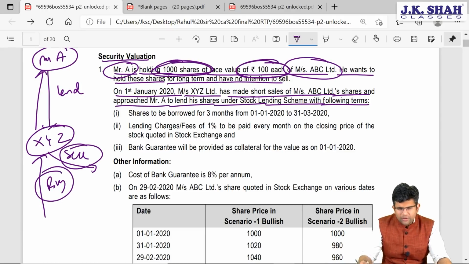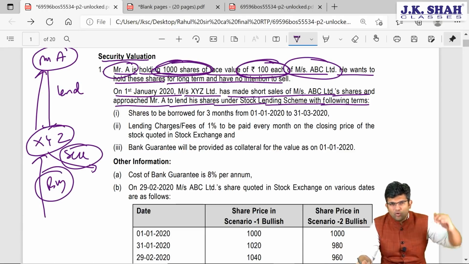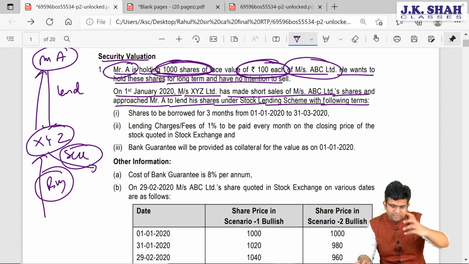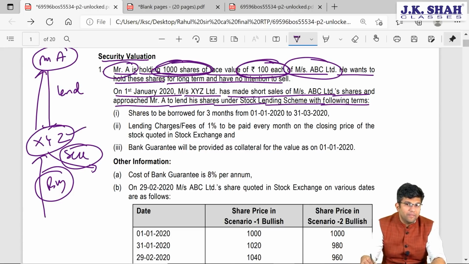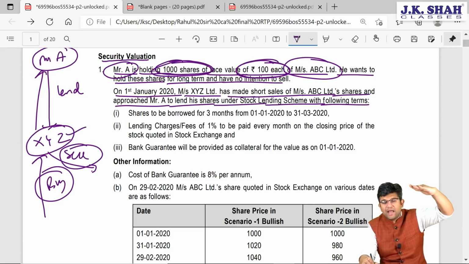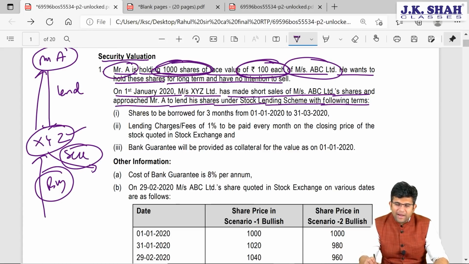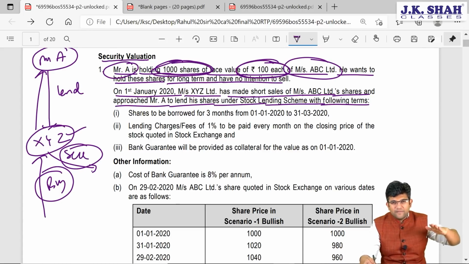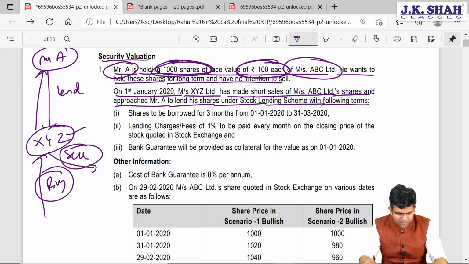Children, of course, if the share goes on a bearish trend, then only XYZ will be able to earn, because he will be able to sell high today and then buy it back at a lower price later. But if the share goes on a bullish trend, then for this XYZ Limited, which is short selling the share, there will be a loss.